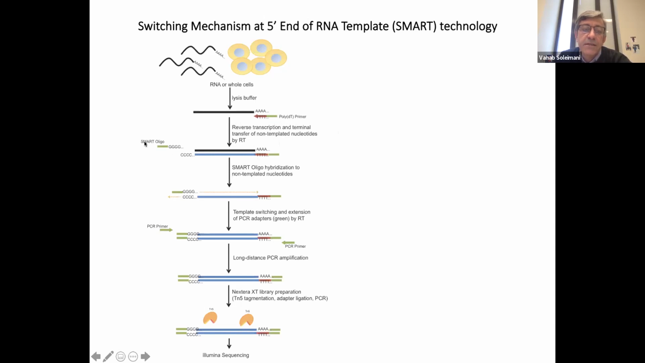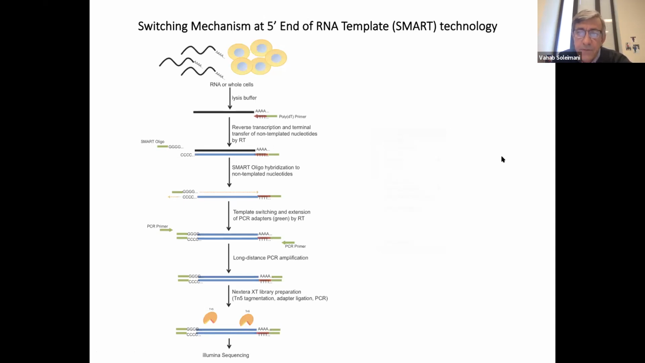You basically design your template switching oligo, this time with a GGG overhang, which will anneal with the CCC. Within this, you can use overhangs and put Illumina adapter PCR primers, whatever you want. So now you have the priming site on both sides. Everything that you do downstream is PCR driven, template driven, so the sensitivity of this technology is exactly the same as the sensitivity of PCR.